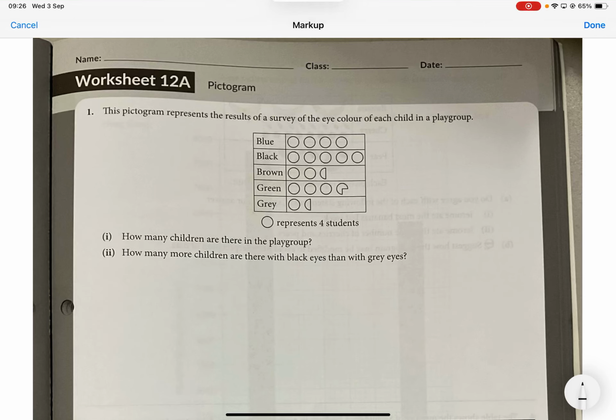Started with the pictogram. Pictogram is one way to organize data also.